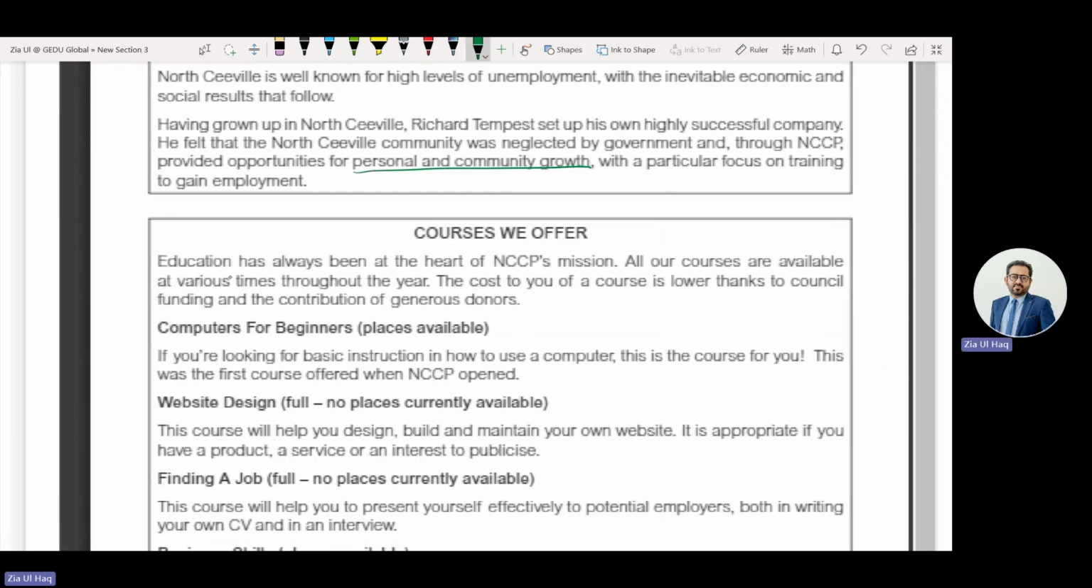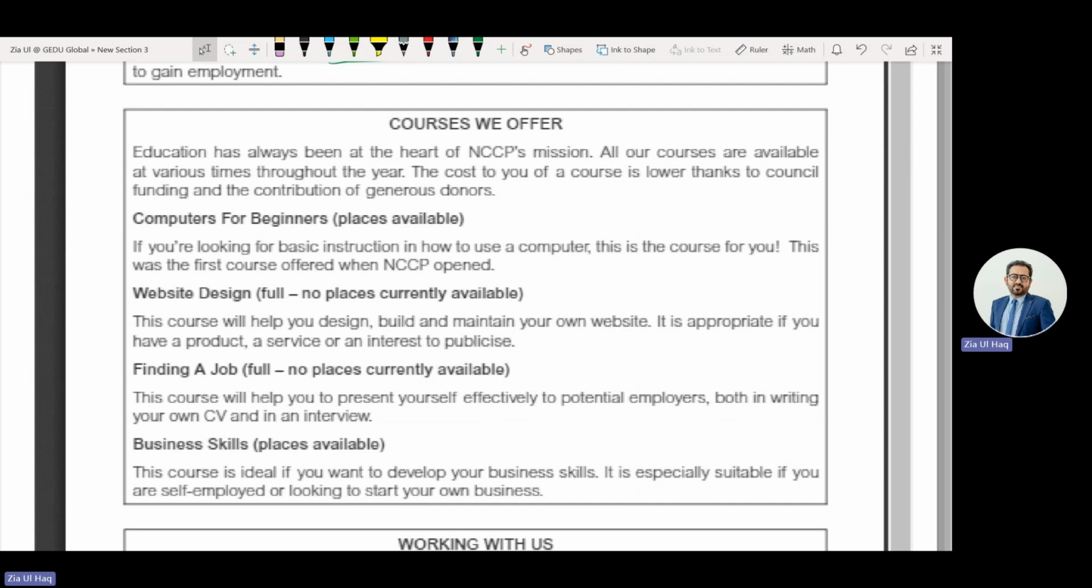Courses we offer. Education has always been at the heart of NCCP's mission. All our courses are available at various times throughout the year. The cost to you of a course is lower thanks to council funding and the contribution of generous donors. And there are 4 courses the company is offering. Computer for beginners, places available. If you are looking for basic instruction in how to use a computer, this is the course for you. This was the first course offered when NCCP opened 20 years ago.